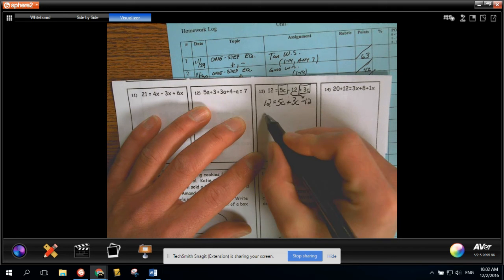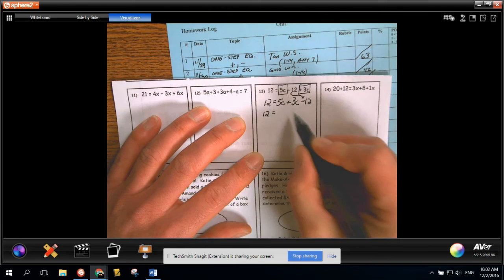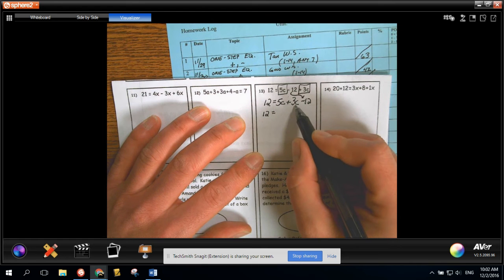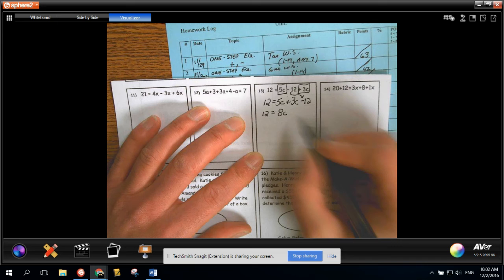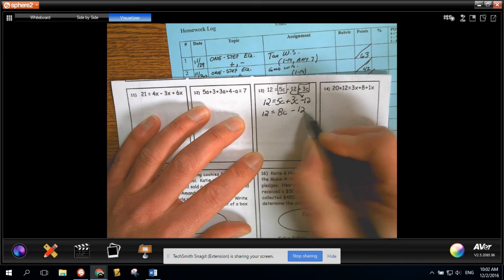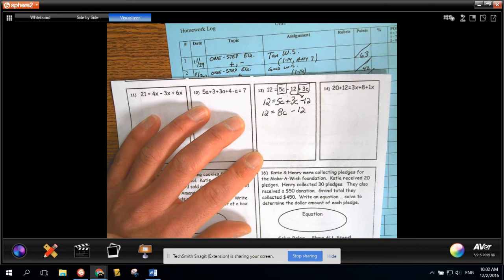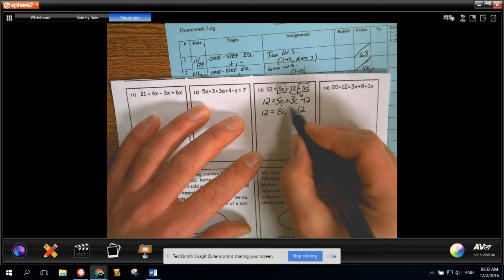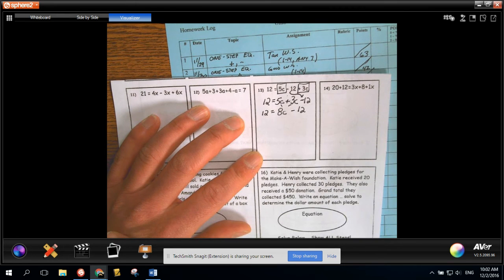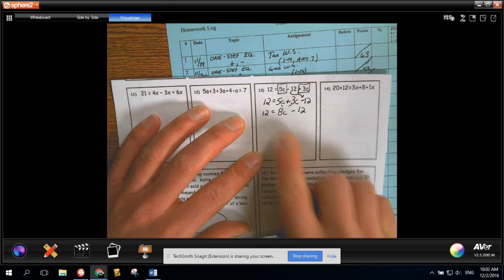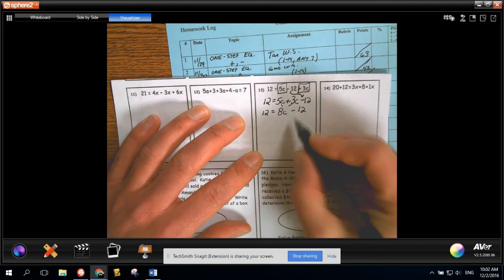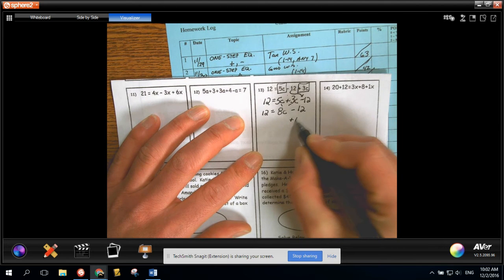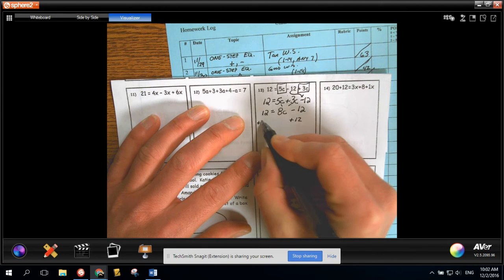Okay, so now we're going to combine my terms. So 5c's plus 3c's gives me 8c's. And now we're bringing down the minus 12 again. And now we just have a two-step equation. So we have 8c and minus 12 over here. We want to get rid of that minus 12, so we're going to add 12 to both sides of the equal sign.